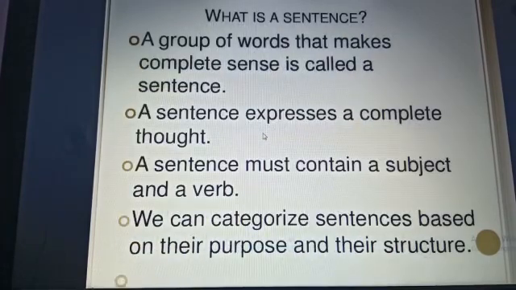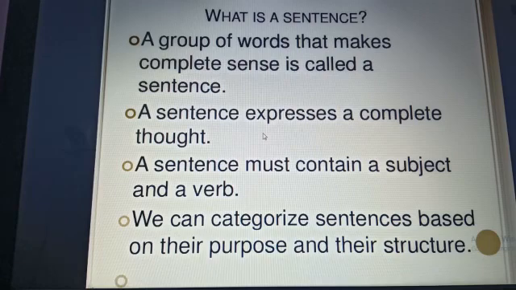So what is a sentence? A sentence is a group of words that makes complete sense. A sentence expresses a complete thought. A sentence must contain a subject and a verb, though in case of an imperative sentence, a subject is not required. And we can categorize these sentences based on their purpose and their structure. So a sentence is a group of words which are arranged in a proper order to give a meaningful message.